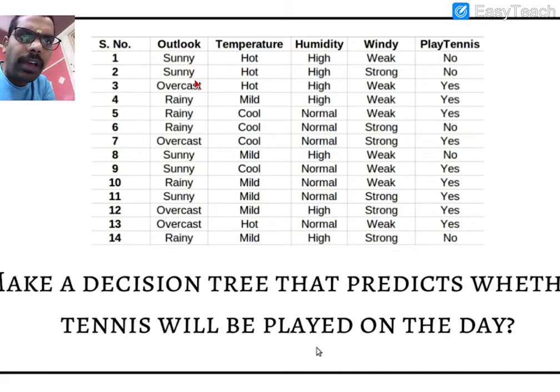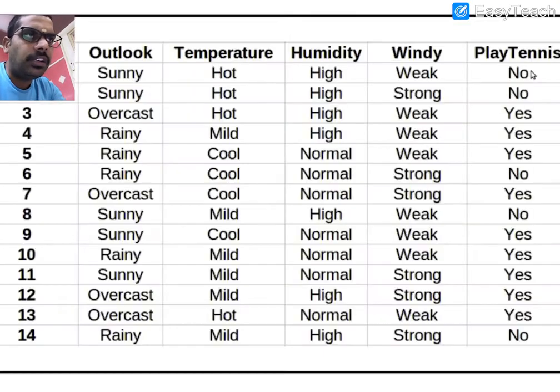Outlook has 3 different values: sunny, overcast, rainy. Temperature has 3 different values: hot, mild, cold. Humidity has 2 different values: high and normal. And windy has 2 different values: weak and strong. And play tennis is decided as either no or yes. How many no's are there? 1, 2, 3, 4, 5 no's and 9 yes. So this is brief information about the data set which we are going to use for constructing the decision tree.